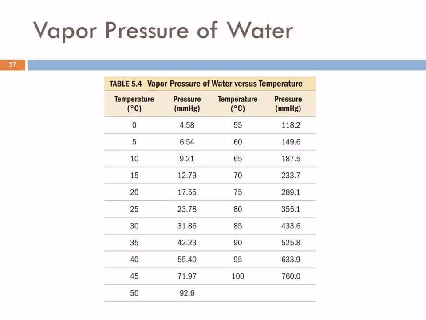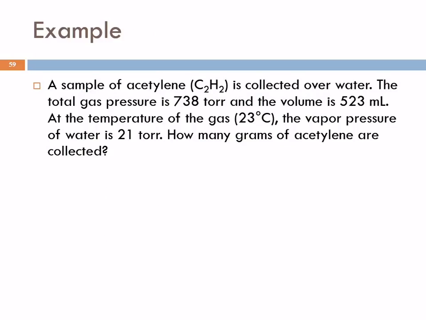We look it up in a table like this. This one gives 5-degree temperature increments. You can find other ones that are more specific. But for example, at 25 degrees, the vapor pressure of water is 23.78 millimeters of mercury. As you heat the gas up, it gets higher and higher until when you get to the boiling point of water, then the vapor pressure is equal to the atmospheric pressure. So there's the picture. Let's look at this example.